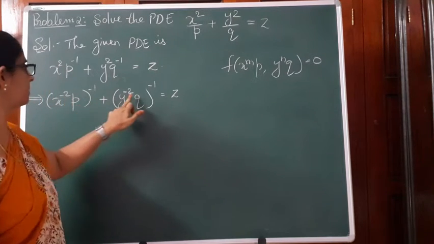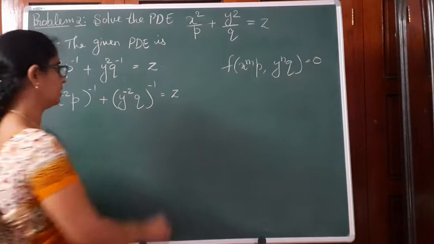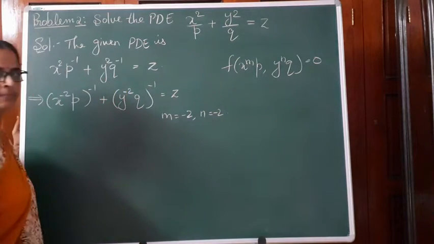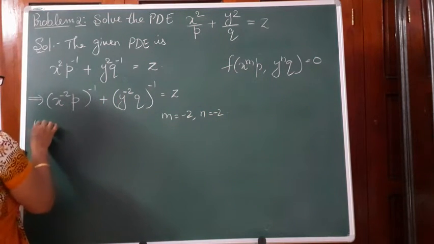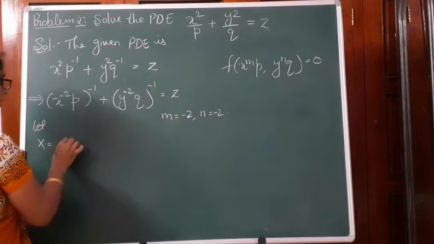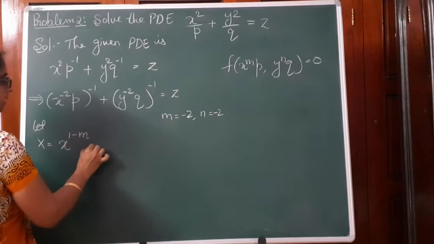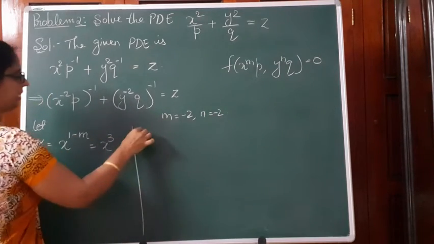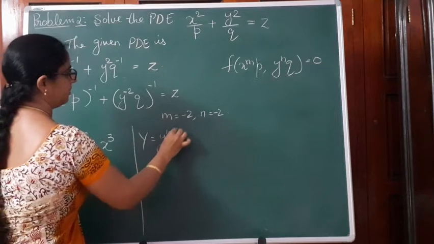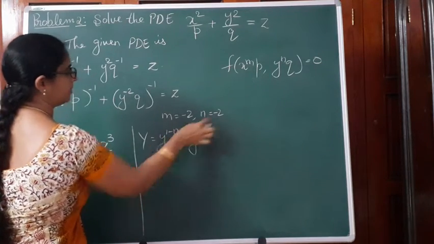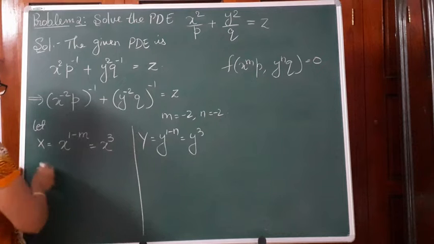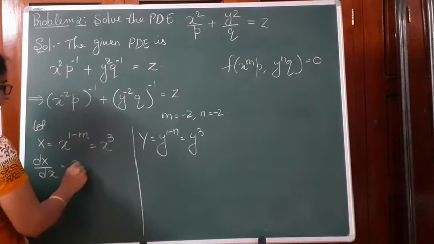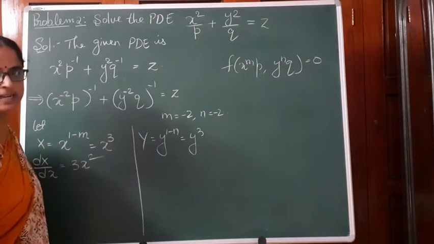Here m is equal to minus 2 and n is equal to minus 2. So m is minus 2 and n is also minus 2 here. Therefore what is the substitution we take? Capital X is equal to x power 1 minus m, that is x power 1 minus of minus 2, that is x cube. Similarly for y also, capital Y is equal to y power 1 minus n, that is y power 1 minus of minus 2, that is y cube. Now what is dX by dx? dX by dx is the derivative of x cube, that is 3x square.